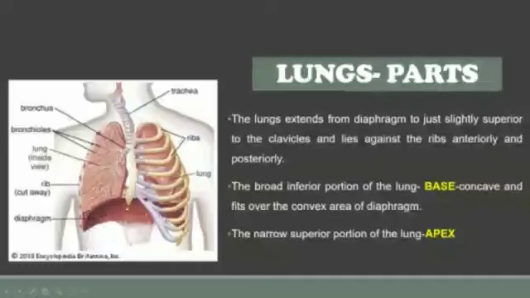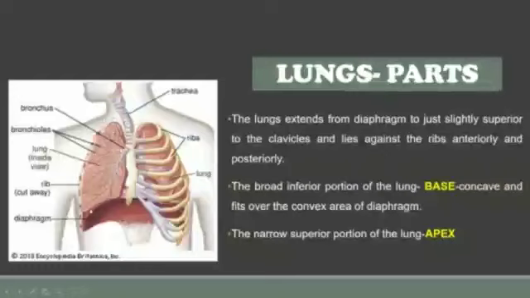Why is it concave? As I told, the diaphragm is convex or dome shaped. So this concave surface of the lung can accommodate this convex surface of the diaphragm. So that's the reason the base of the lung is concave in shape. And this narrow part of the lung is called the apex. And it is superior.